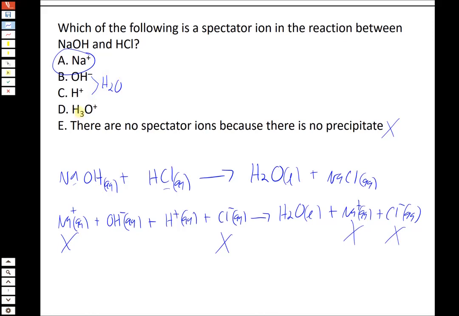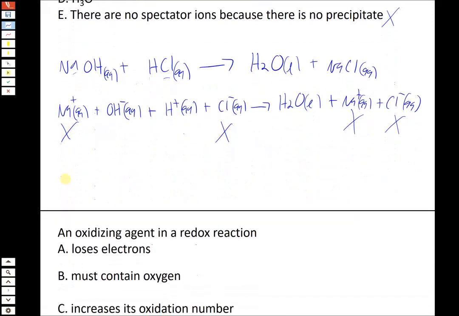H3O plus is just another way of writing H plus, which you'll learn more about in Chem 2, but for our purposes it doesn't matter. Nonetheless, it's not a spectator ion in this reaction anyway. Okay, so that's how we deal with spectator ions for an acid-base reaction.